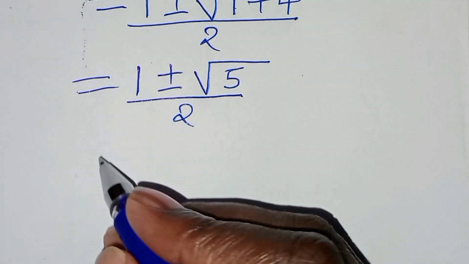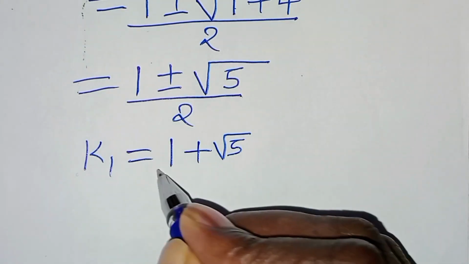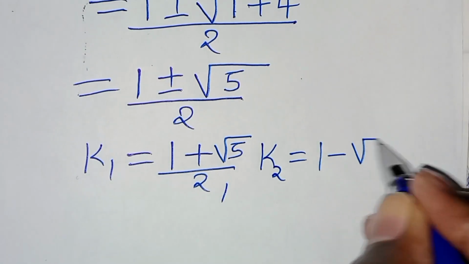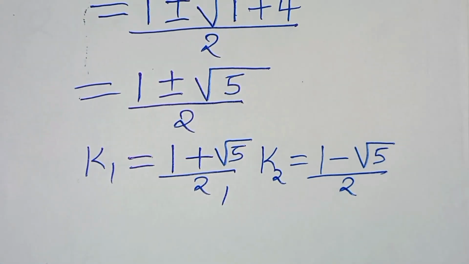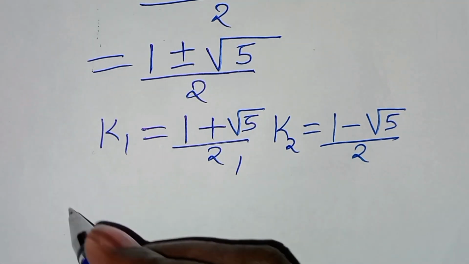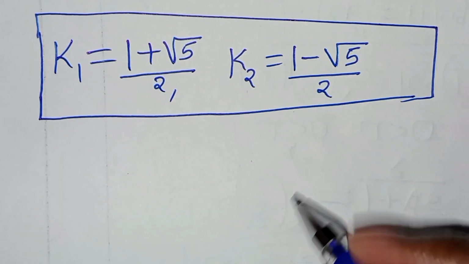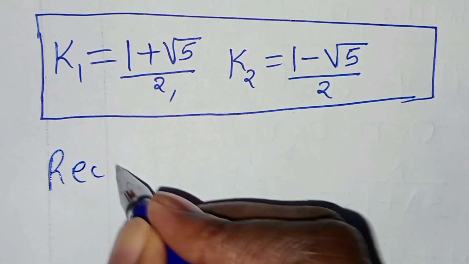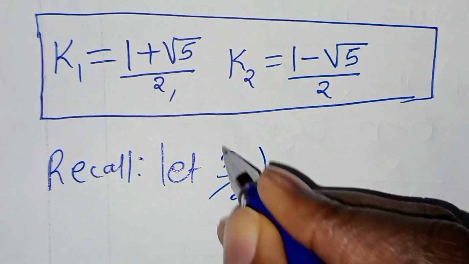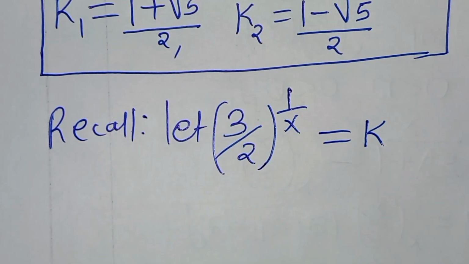So we have two values of k, that is k1 is equal to (1 + √5)/2, and k2 is equal to (1 − √5)/2. Now, since we have the values of k1 and k2, we can solve for the value of x. If you recall, we said let (3/2)^(1/x) be equal to k. So let's start with k1.